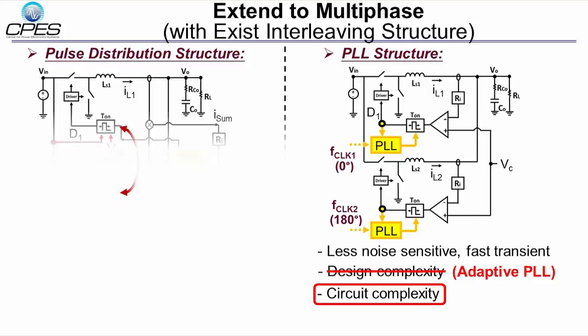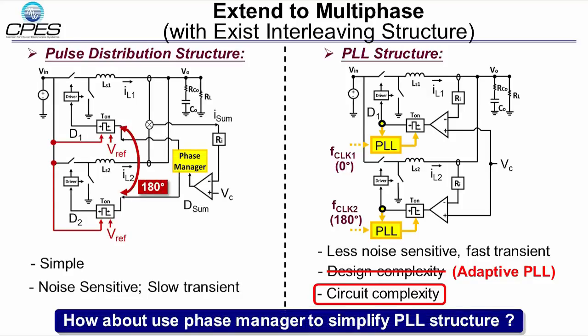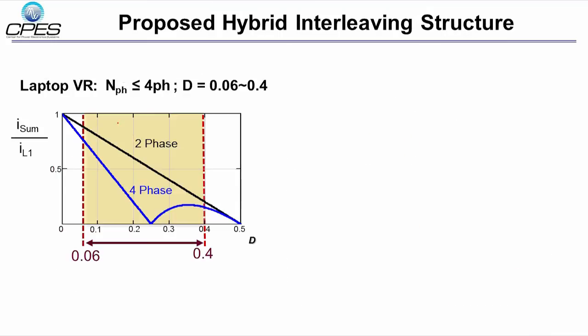My strategy is to utilize the phase manager inside the pulse distribution structure to simplify the PLL loop structure. This slide shows the concept of hybrid interleaving. The magnitude ratio of I sum to individual current IL1 indicates that there's no ripple cancellation point within the intrinsic duty cycle range for two-phase operation.